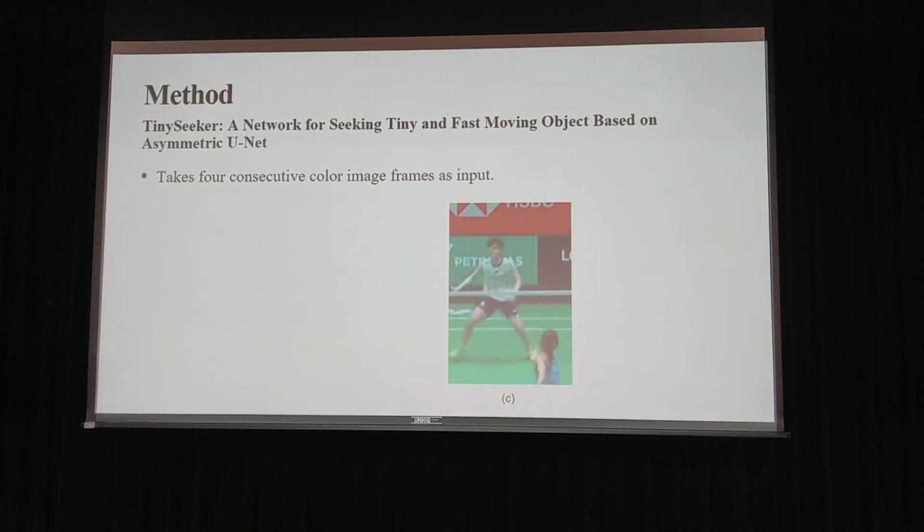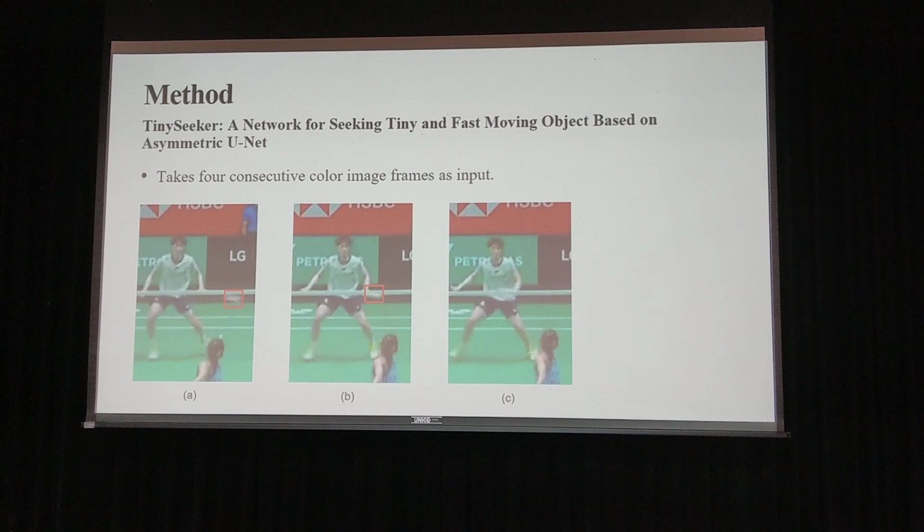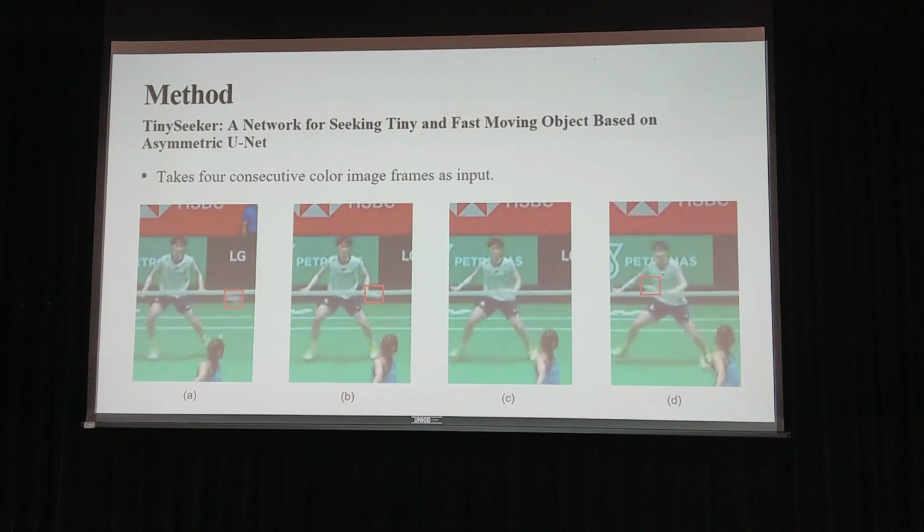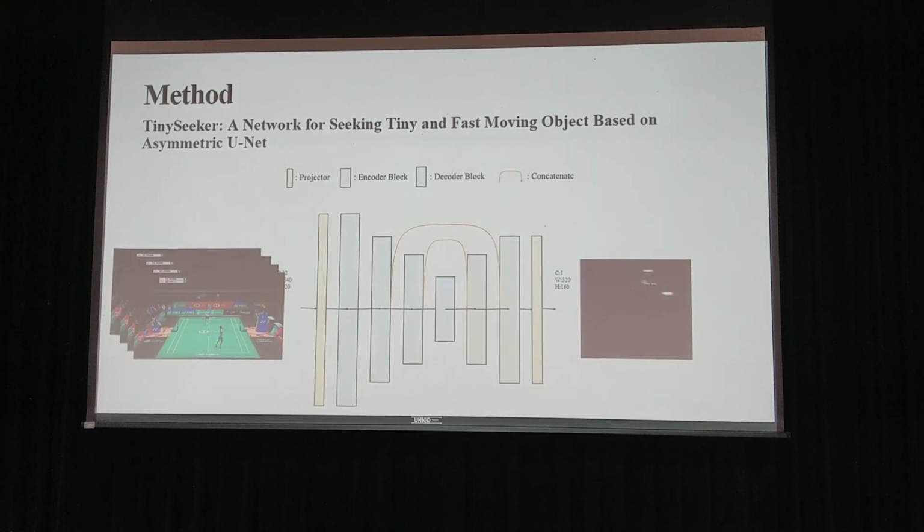So if you expect to locate the badminton, you must refer to the pattern it moves in. For example, the badminton in picture C is what I'm trying to find, but I can't find it directly through the picture. Therefore, I need picture A, picture B, and picture D to help me target it. That's why we take 4 consecutive color images as the input of our model.